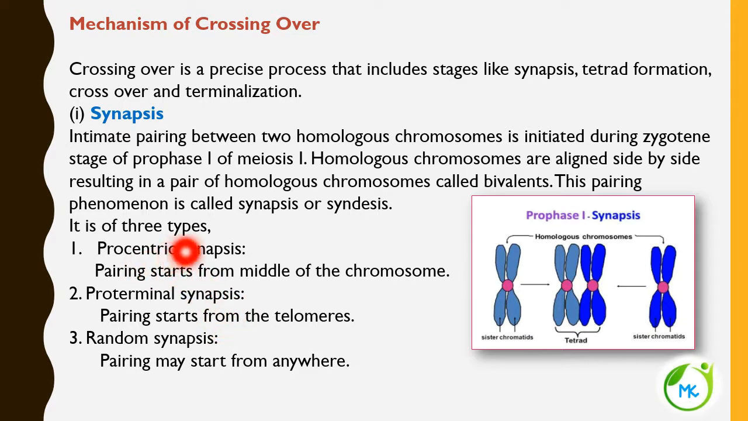First, procentric synapsis: the pairing of the chromosome starts from the middle of the chromosome, that is, the centromere. Terminal means it starts from the tip of the chromosome, referred to as the telomere. If it pairs from the tip, it is called proterminal. And random synapsis is where pairing may start from anywhere.